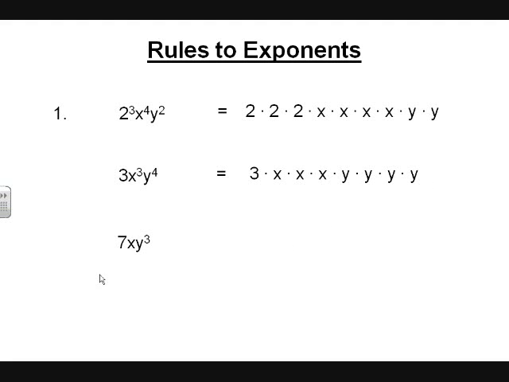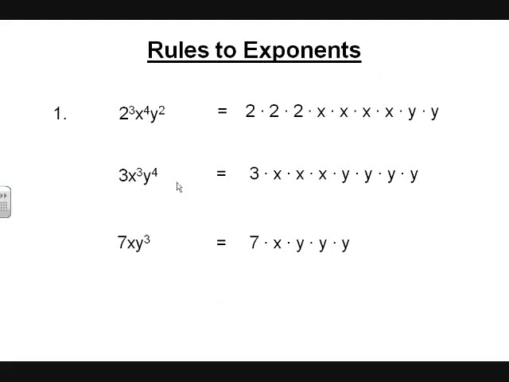The next example is 7x y to the third. Once again, a lot of people think that this 3 would go with the x or maybe even the 7, but it does not. You can see here that we have 7, just 1x. There is an understood 1 exponent right here. So there's 1x, and then y to the third.